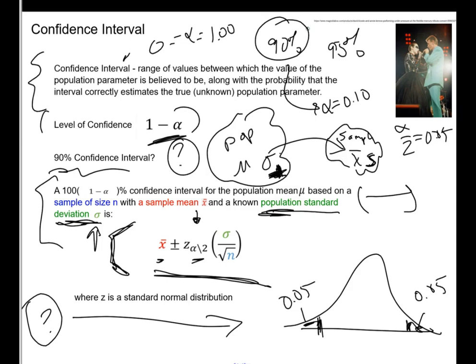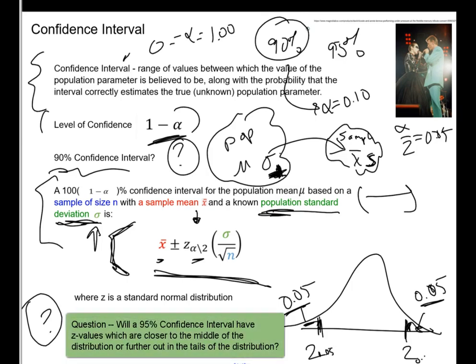the value of z that's associated with, from a normal distribution, having 0.05 probability to the left and 0.05 probability to the right, those are the values of z that correspond to 0.05. Here's my question: what if instead of having a 90% confidence interval, what if we had a 95% confidence interval?